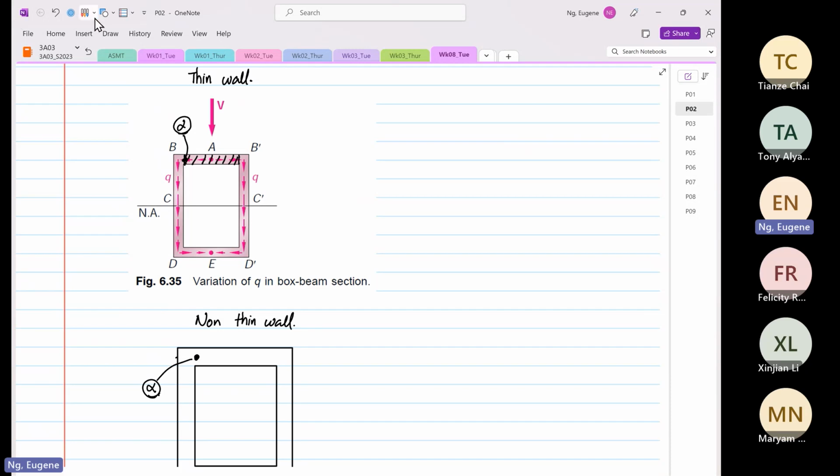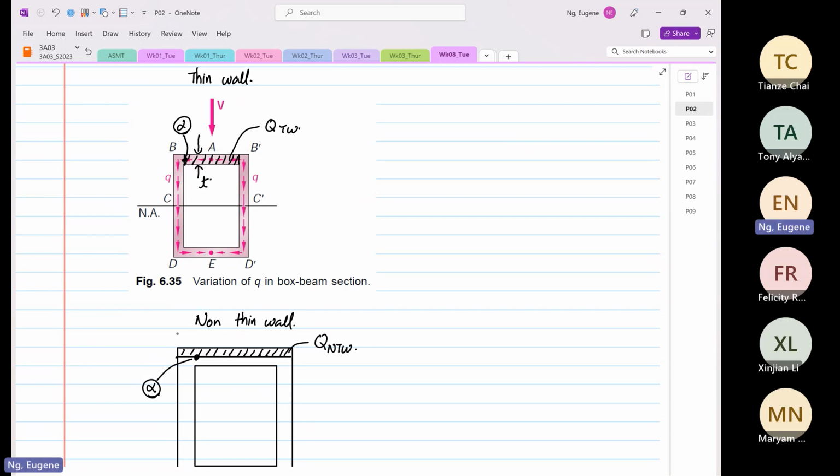Thin wall, this is the area of concern. Right? That is how you get it. So this is your Q for thin wall, Q_TW. And this is the Q for NTW, non-thin wall. And then the other difference is this is the thickness that you take.